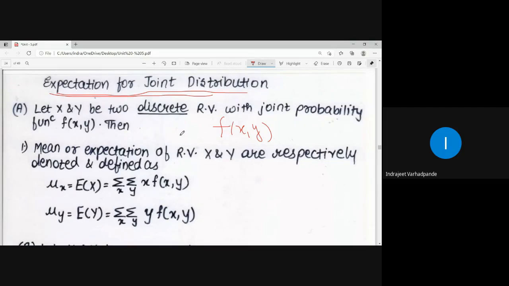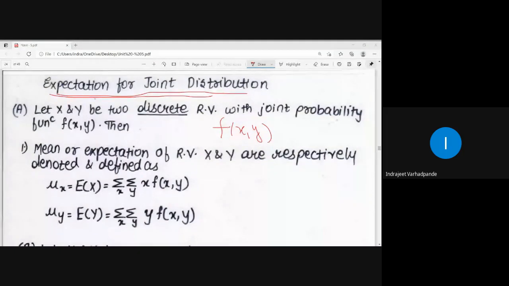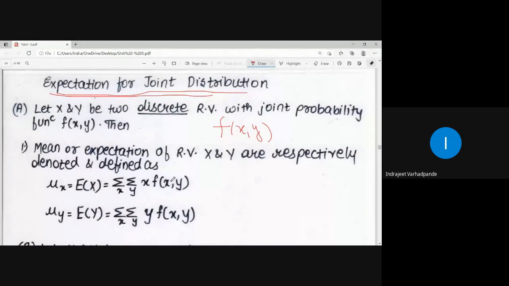Now, whenever we are talking about the random variables X and Y, there are again two different possibilities. One possibility is that X and Y are two discrete random variables. So accordingly, the rules or the definitions or the terminologies will be defined appropriately. Whenever I'm talking about the continuous random variable, the notations will change accordingly. So here we talk about the expectation for the joint distribution.